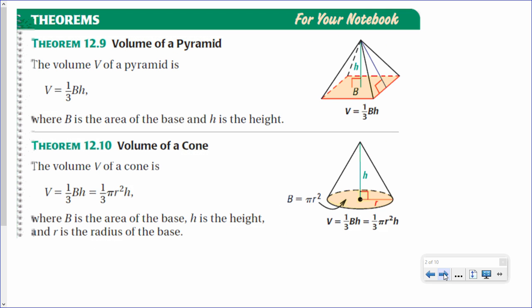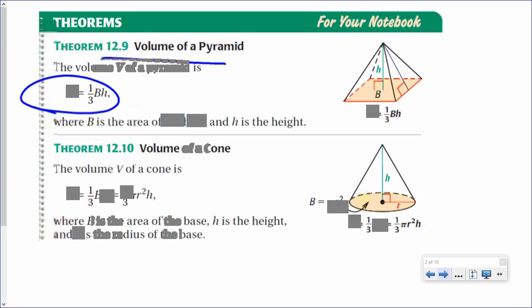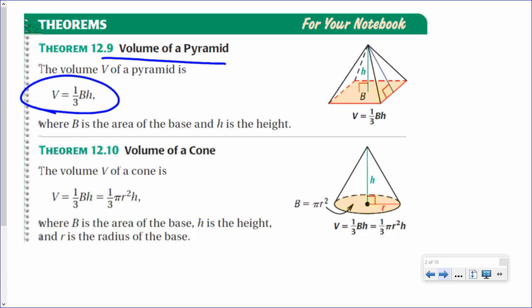Therefore, your formula is going to be this. This is what goes in your notes here. Volume of a pyramid, we have volume equals 1/3 base times height, where capital B is going to get replaced with a formula. And then you got yourself volume of a cone. Volume of a cone, which is just this last part here. So it's V equals 1/3 pi r squared times your height. So same formula, you just got to throw 1/3 in front of it.